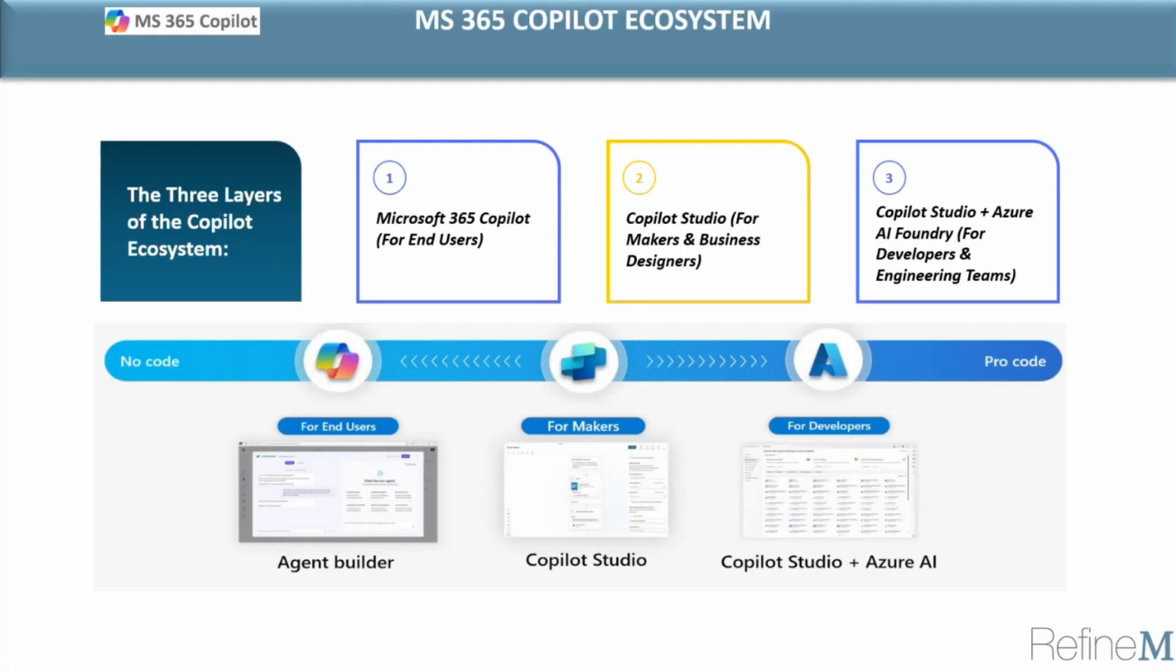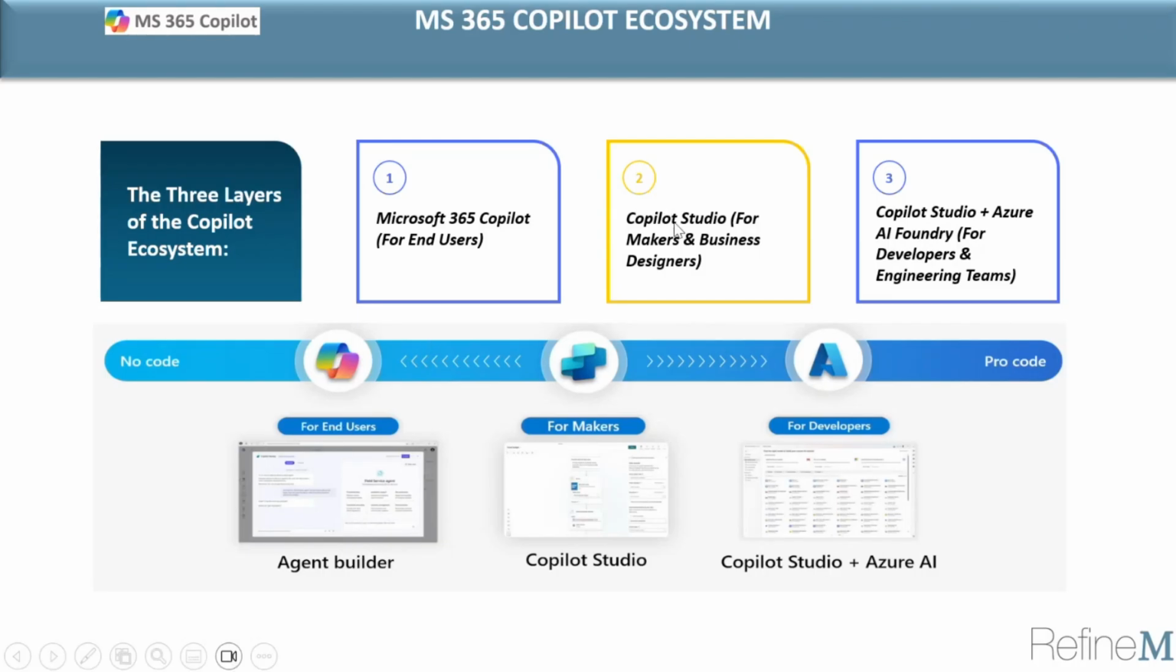Moving on to the ecosystem. There are three layers when we talk about the Microsoft Copilot ecosystem. We would be primarily focusing on the first one, which is for the end users, mainly what we call business users or power users. Those people who have to be looking into the pure business decisioning part are also known as the end users.